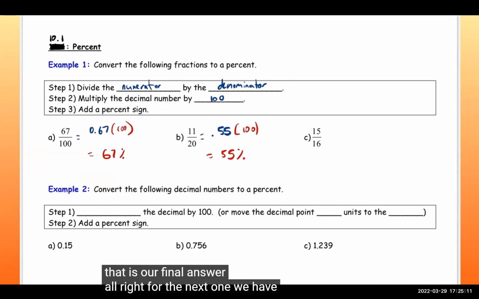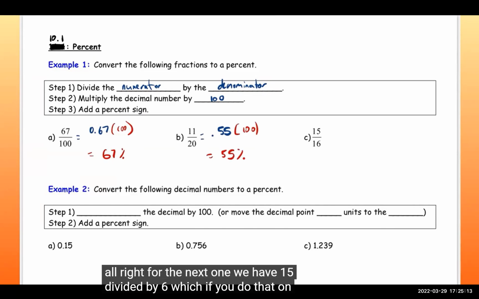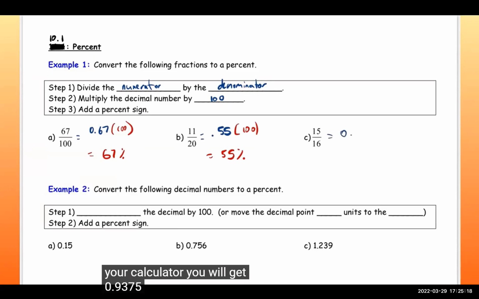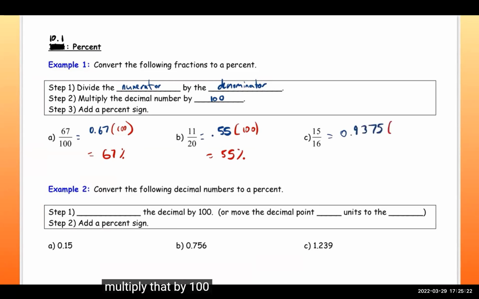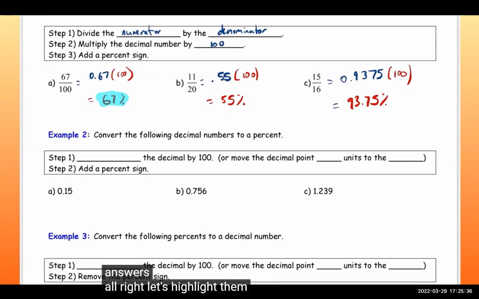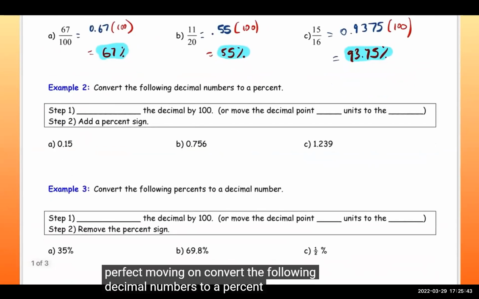All right, for the next one, we have 15 divided by 6, which if you do that on your calculator, you will get 0.9375. Multiply that by 100, and that gives us 93.75. And you add the percent sign. All right, those are the following answers. All right, let's highlight them. Perfect.